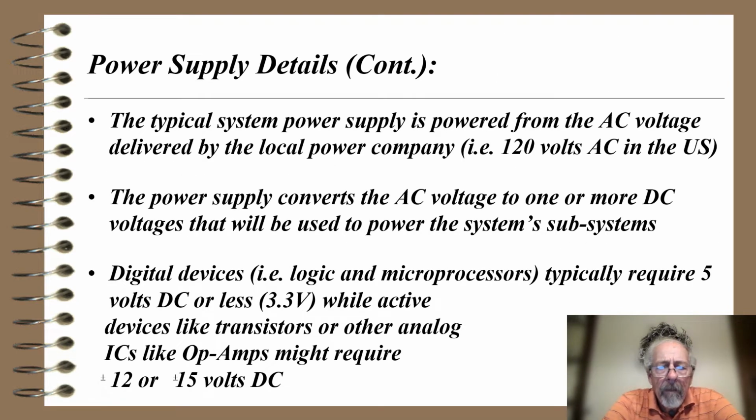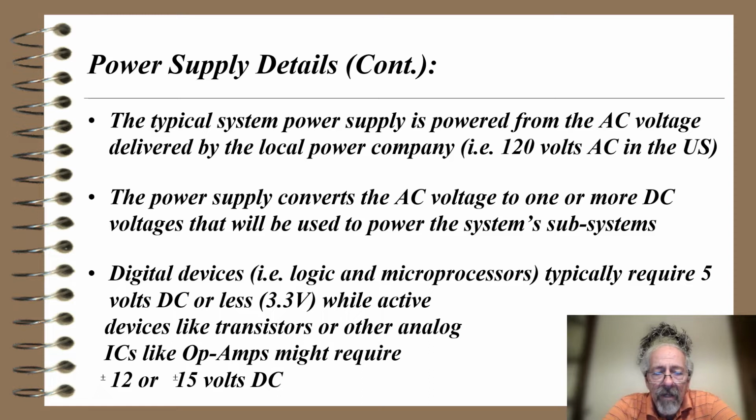So where does the power supply get its power? Well, the typical system power supply is powered from the AC voltage delivered by the local power company. So you plug it into the outlet and you get 120 volts AC in the United States. Other countries have different voltages. And again, that's AC. That's how we deliver our power because it's most efficient to deliver it that way. Electronics needs DC, so it turns out the power supply converts the AC voltage to one or more DC voltages that will be used to power the system's subsystems.